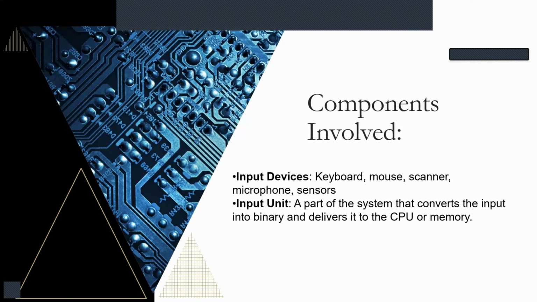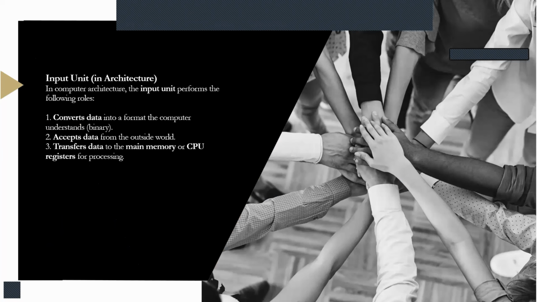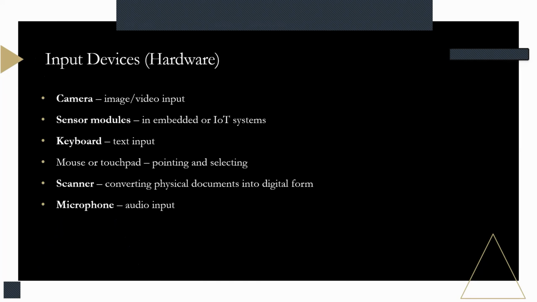The second is the input unit, which is the part of the system that converts the input into binary and delivers it to the CPU, which is the central processing unit, or the memory. This is the function, or how the input unit works. It converts data into a format the computer understands, that is binary. Second, it accepts data from the outside world. Third, it transfers data to the main memory or the CPU registers for processing.